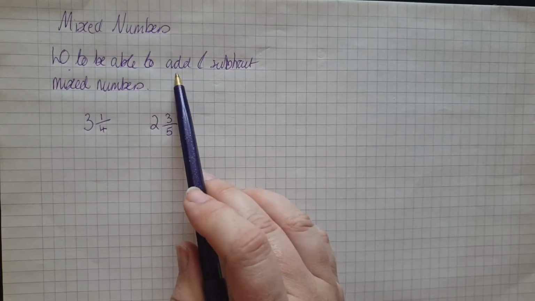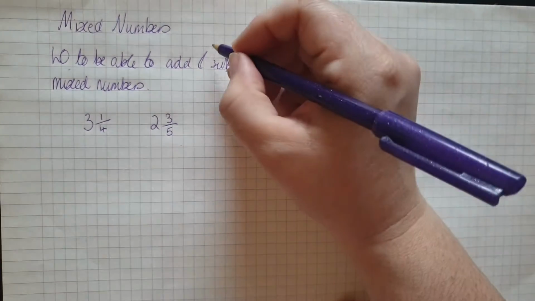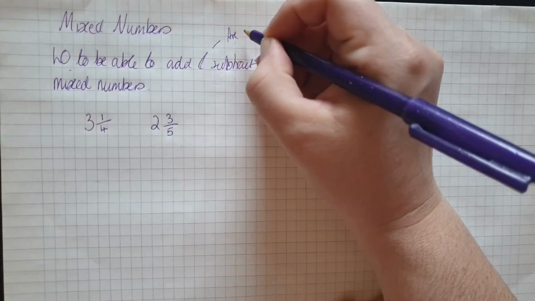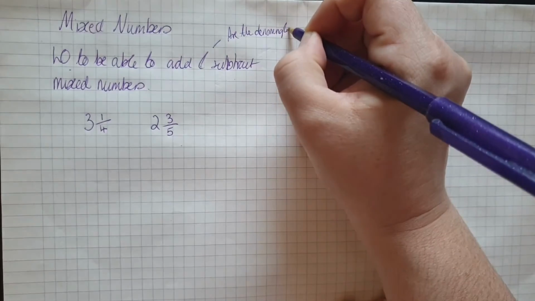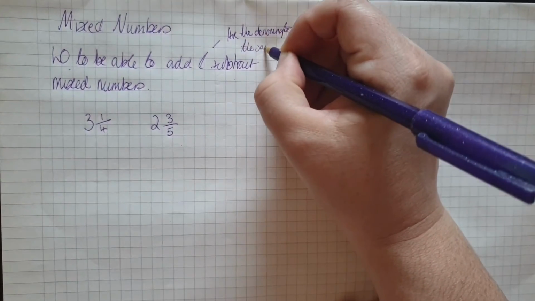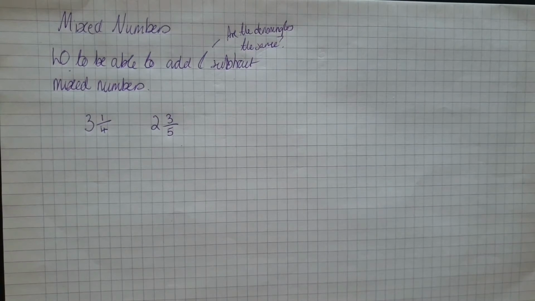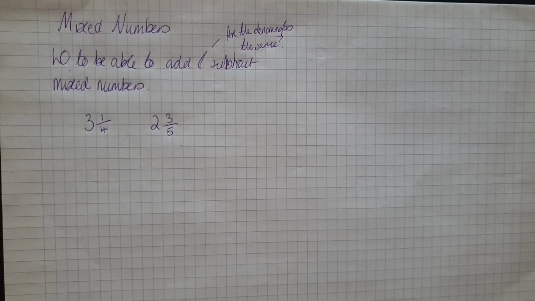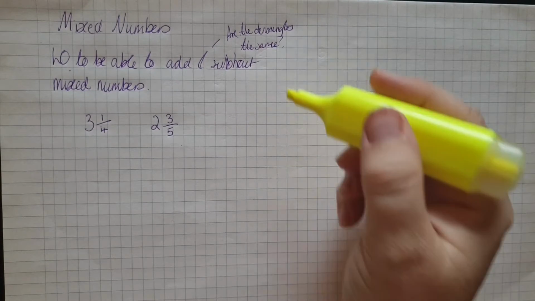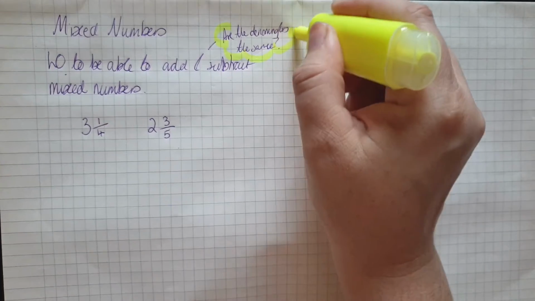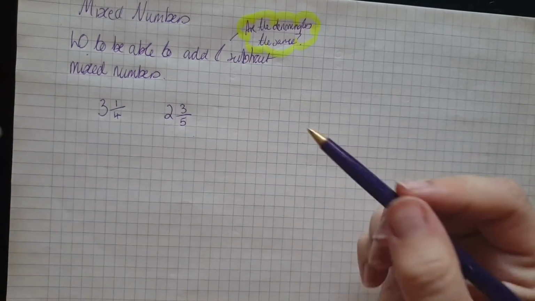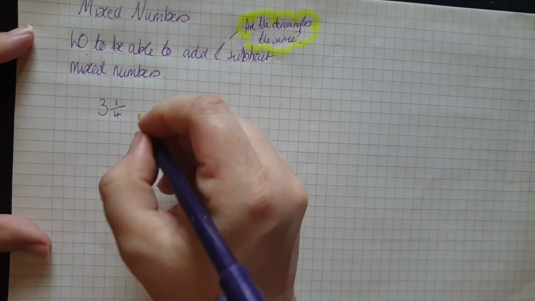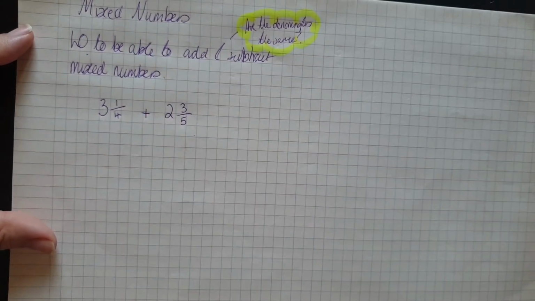Now, when we are adding and subtracting, the first question we always have to ask is: are the denominators the same? And this is always the same question. If it is, yes, you can add and subtract. If it's not, then we need to do something about it. As you can clearly see, these two denominators are not the same. And for this first example, I am going to add them.